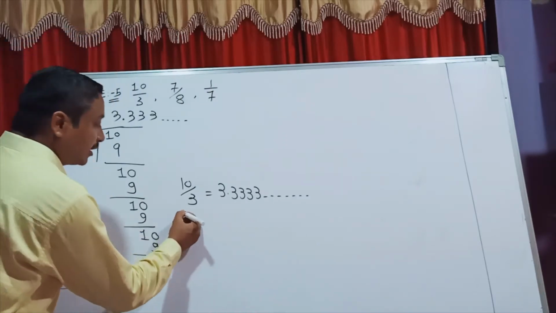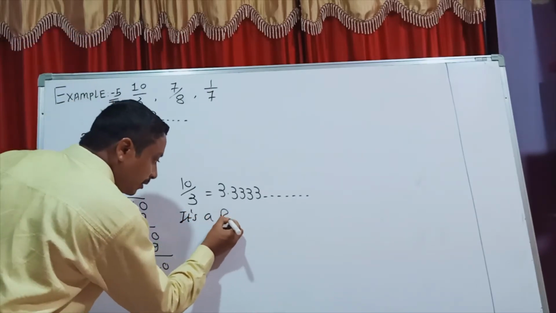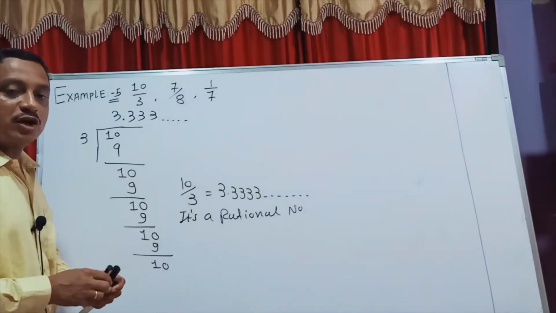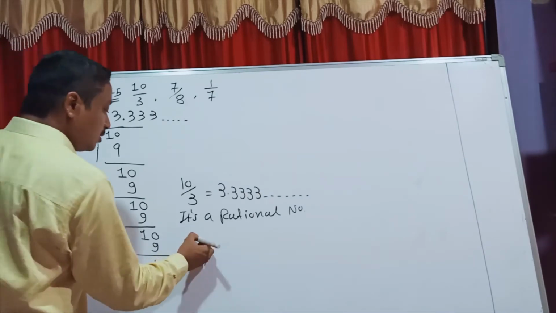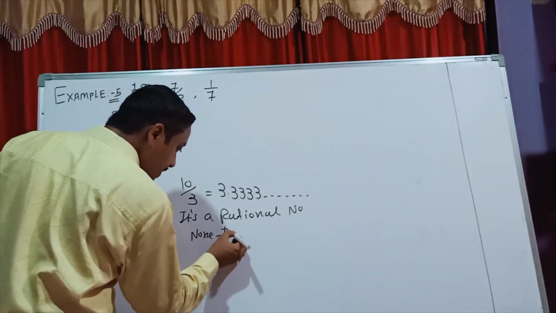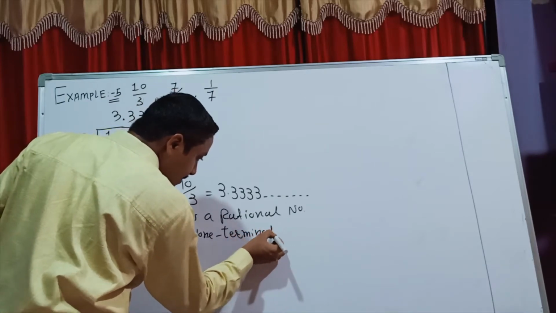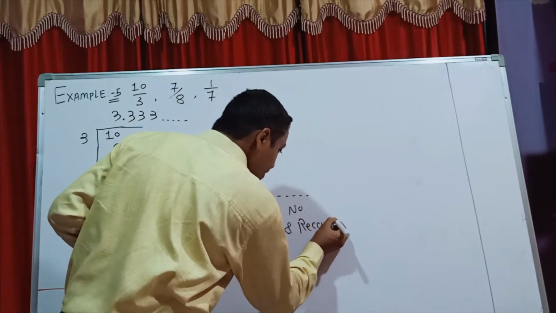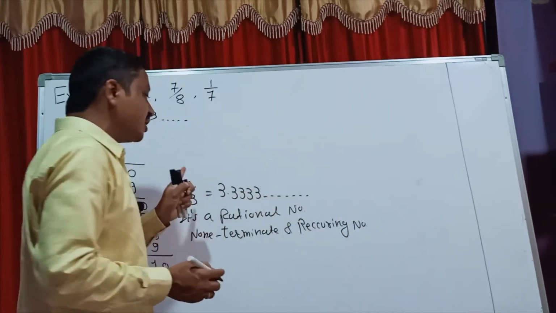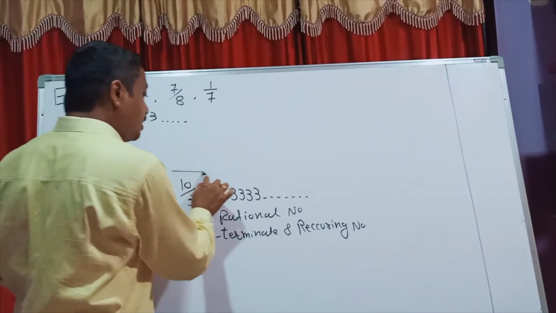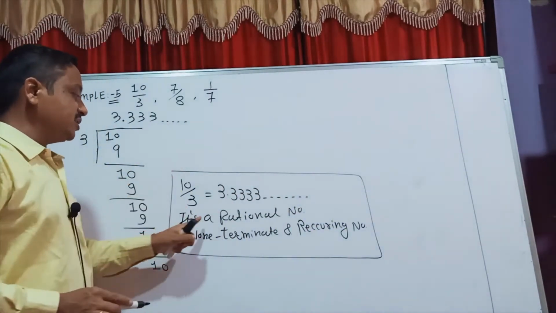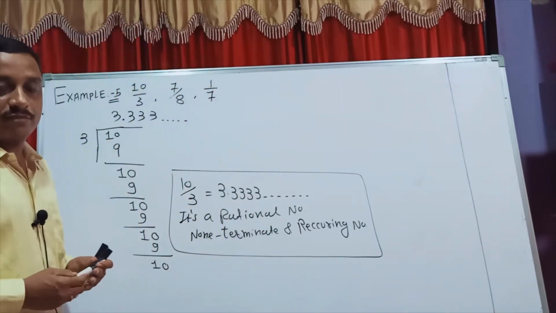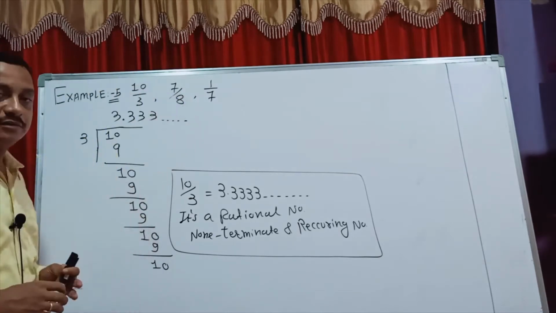So that type of number is a rational number, because there are two specialities: non-terminating and recurring number. Students, this is not a terminating decimal number, but surely it is a rational number because it is non-terminating and it is a recurring number. Clear? Now I go to the next example.